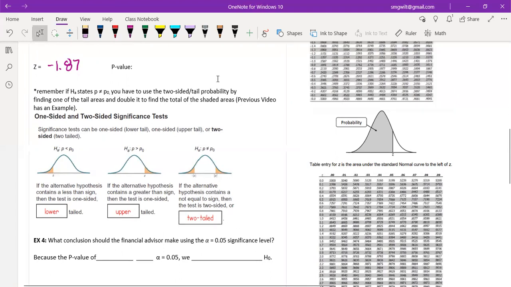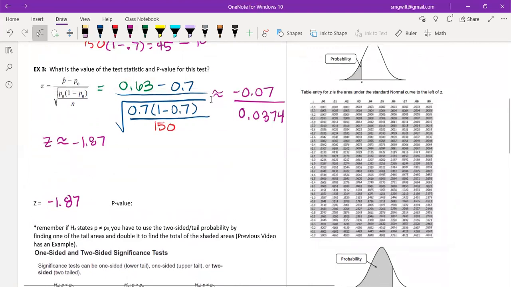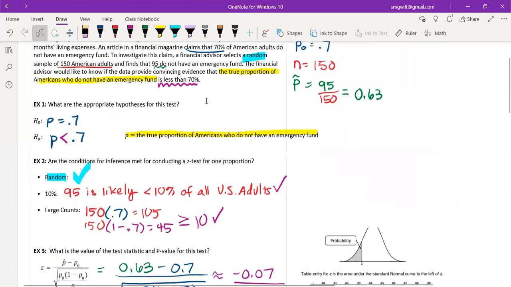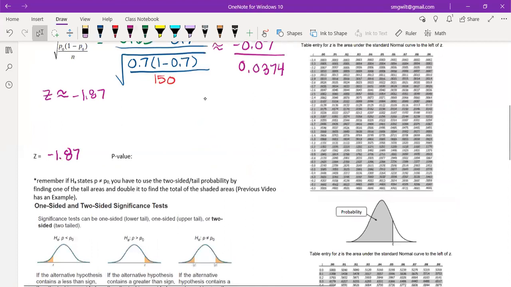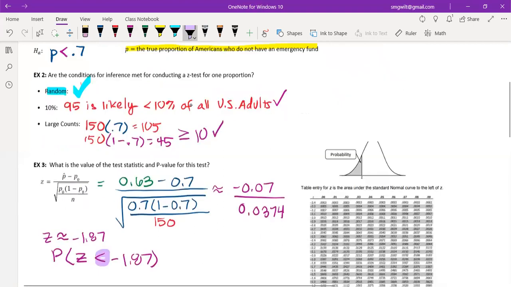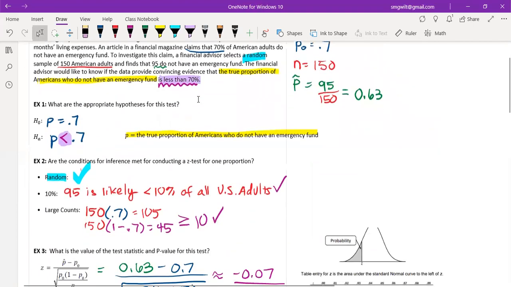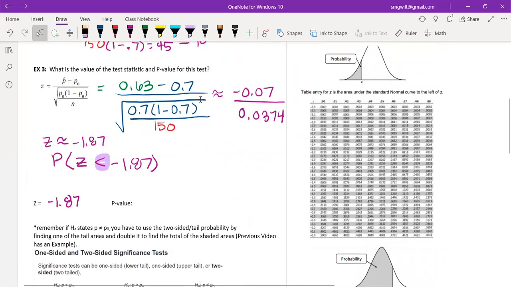It doesn't matter which one. I'm not saying that it's supposed to be bigger. I'm not saying it's supposed to be smaller. I'm just saying that it's different. Okay, so we're going to do the most simple version, because if we look back at our problem, remember it's less than 70%. So we're finding the probability that Z is less than negative 1.87. And again, this less than came from our problem.